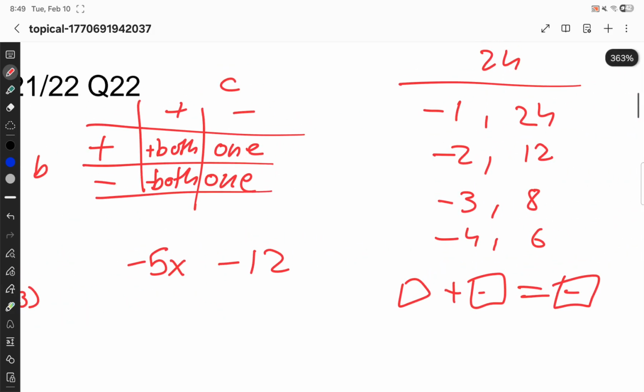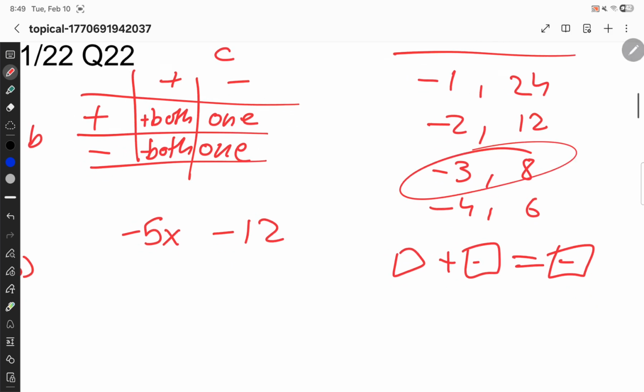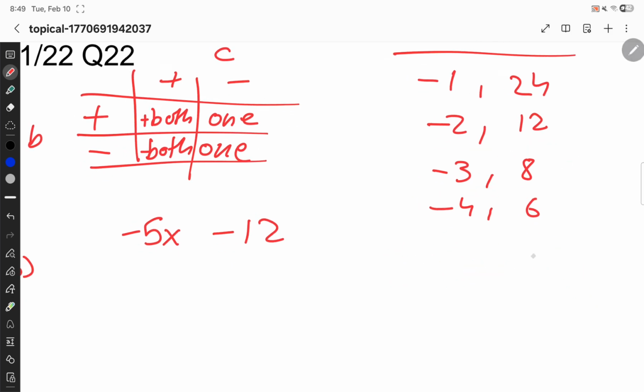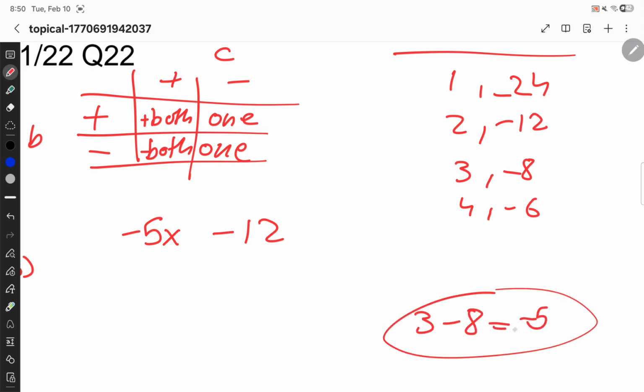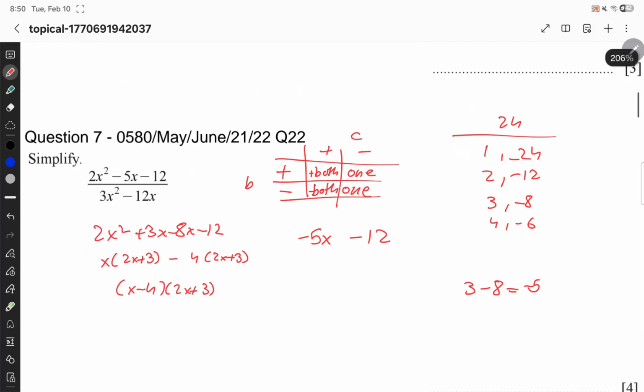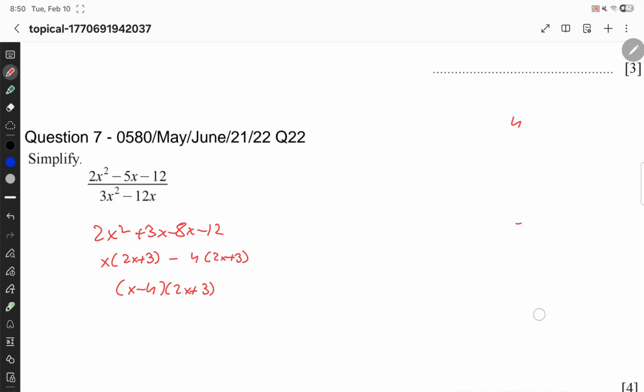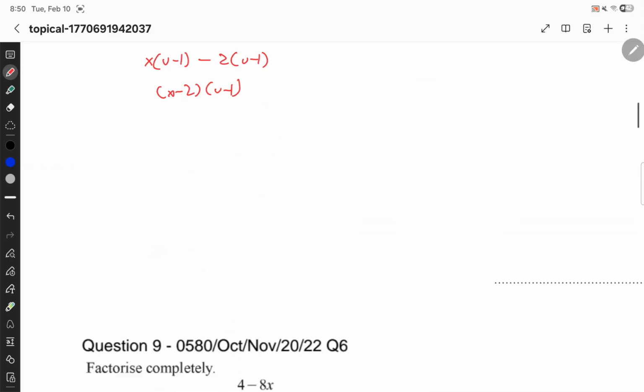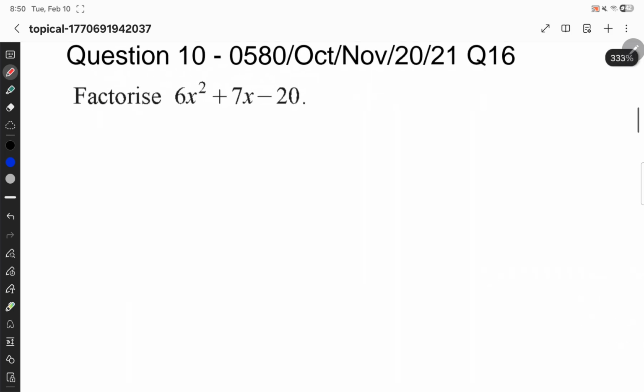Like we did here, negative 3 plus 8 is 5, but if we just change the rows, then we see 3 minus 8 is negative 5, and this works out for us, which allowed us to factorize nicely. So this is just by practice. Let's see more examples of factorization so that we can get the hang of it.